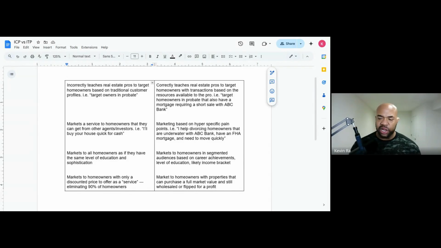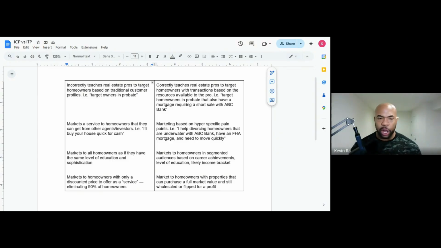Let's take a look at the differences between ICP development and ITP development. So in the ICP world, real estate pros are incorrectly taught to target homeowners based on traditional metrics like you're in probate. Okay, so let's think about this for a minute.